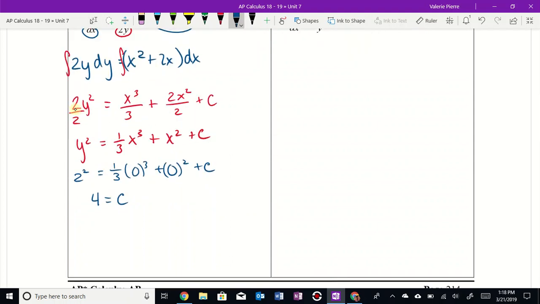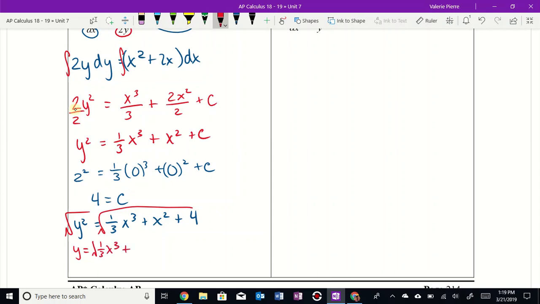So we can plug that in and we get y squared equals 1/3 x cubed plus x squared plus 4. And to find our particular solution, this is where we square root. So we get y equals square root of 1/3 x cubed plus x squared plus 4. And to keep it in the same terms as our initial condition, that states that f of x is equal to the square root of 1/3 x cubed plus x squared plus 4.